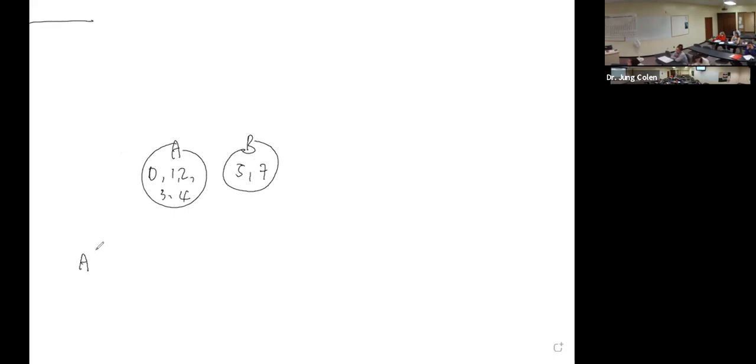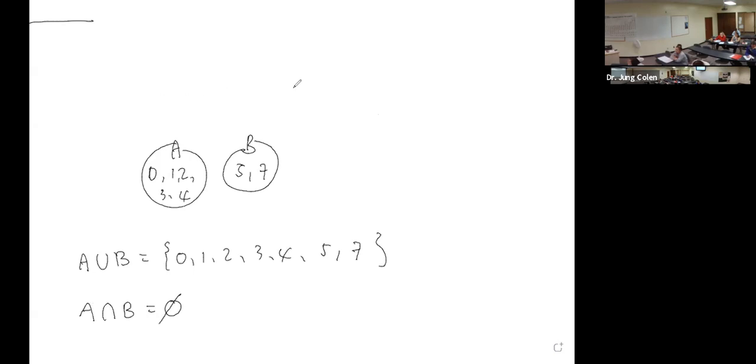So when we are doing A union B, we see that it is 0, 1, 2, 3, 4, 5, and 7. I am putting all of the elements in set A and set B in the union. Why? Because there is no intersection. That's an empty set. When this happens, we call these two events mutually exclusive. They don't share anything. Okay, we call them mutually exclusive.